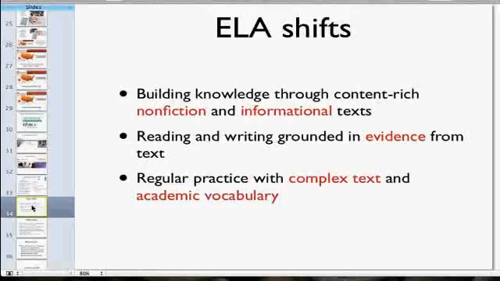So the other shift in language arts is that reading and writing is grounded in evidence from the text. So things like text-dependent questions, citing evidence in different kinds of text is going to be extremely important, and the ways to do that will be extremely important for teachers. Close reading, you'll hear a lot about close reading strategies, and I'll share one of those with you today. So all of these different things with an emphasis.